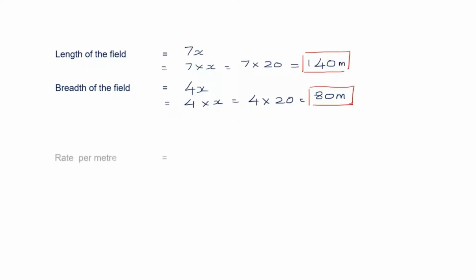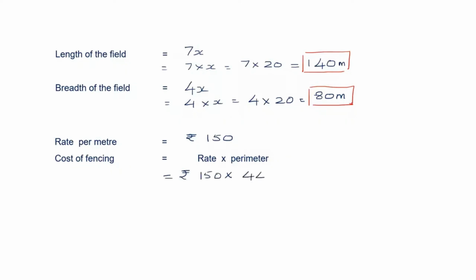Now let's continue. The rate per meter given to us is 150 rupees per meter. So let's write that down. The rate per meter is 150 rupees. Now we have to find the cost of fencing, and the formula to find the cost of fencing is rate into perimeter. So rate given to us is 150 and perimeter is also given to us, 440 meters. So we have to multiply 150 into 440.